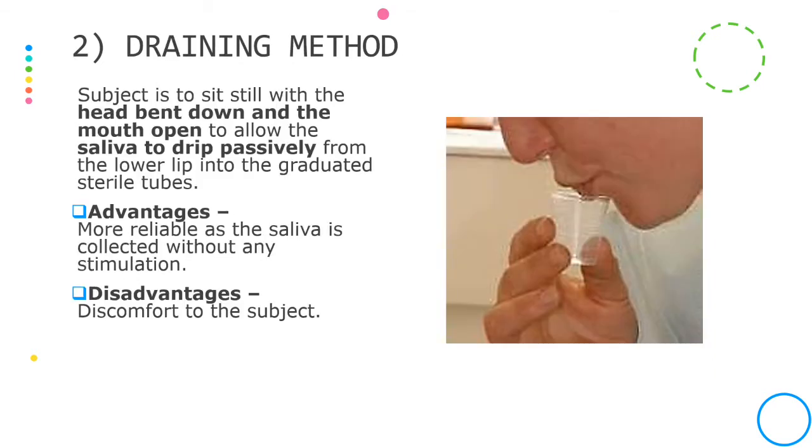Second is the draining method. So the subject is to sit still with his head bent down and the mouth open to allow saliva to drip passively from the lower lip into the graduated sterile tubes. The advantages of this method is that it is more reliable as the saliva is collected without any stimulation. Hence, it is used for unstimulated saliva collection. The disadvantages, however, it is quite uncomfortable for the patient.